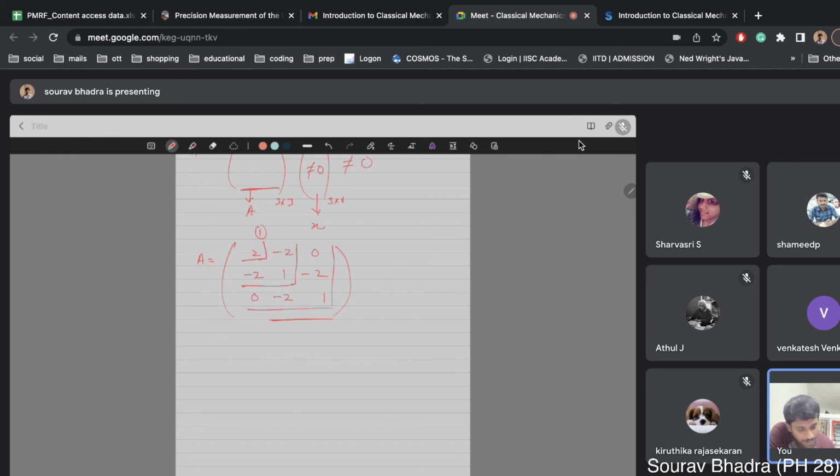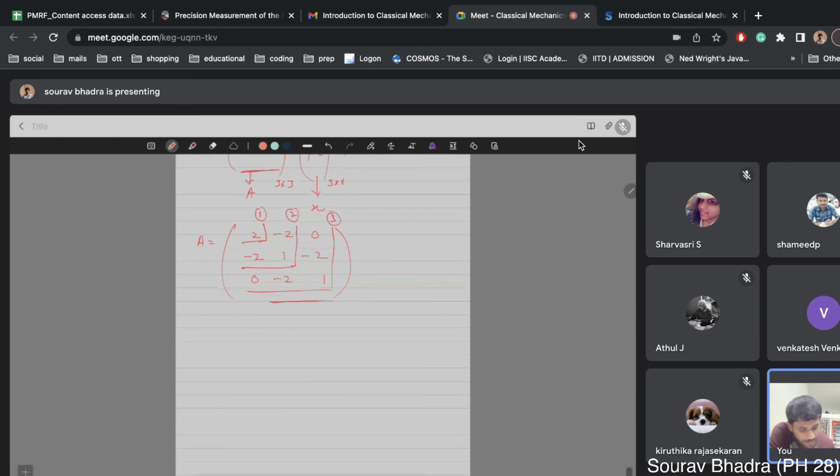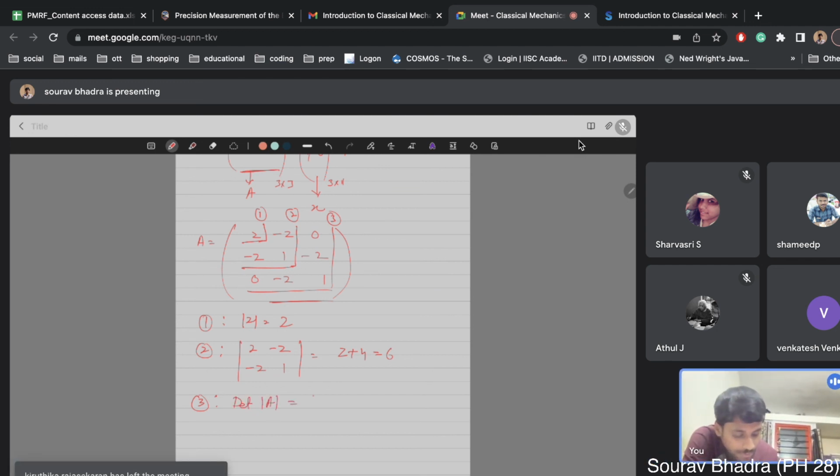I mean, it is step 1, step 2, step 3, suppose 3 steps. For step 1, the determinant value is 2. For step 2, it is 2, minus 2; minus 2, 1, the subdeterminant, and the value will be 2 minus 4, which is... 6 as stated. And for the third step, that is the whole matrix. If you calculate the determinant of A, I have calculated it, that will give you 10.